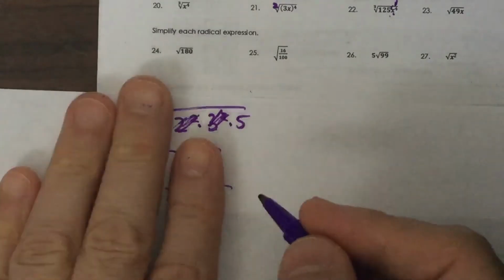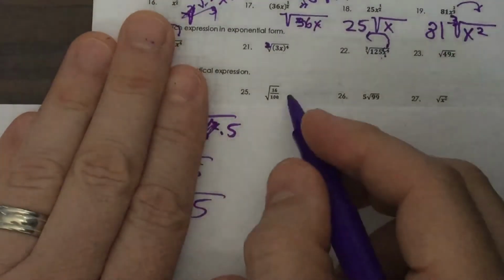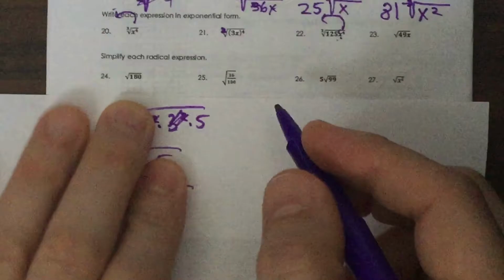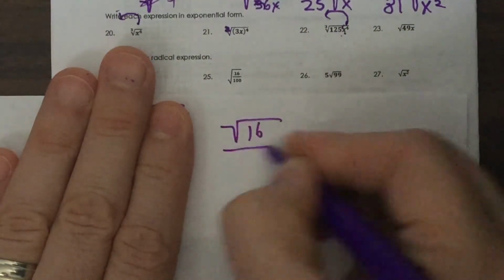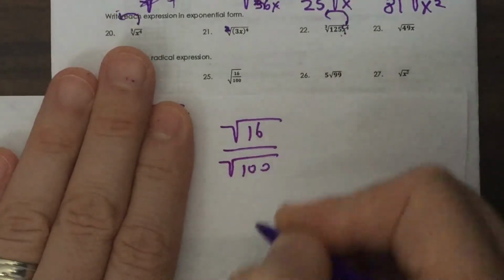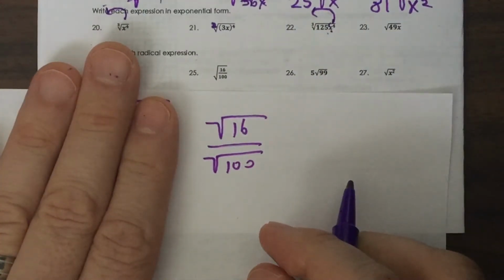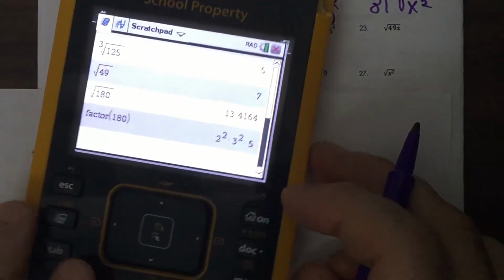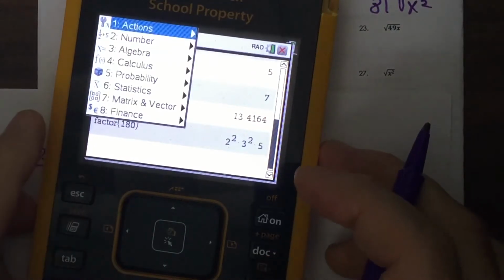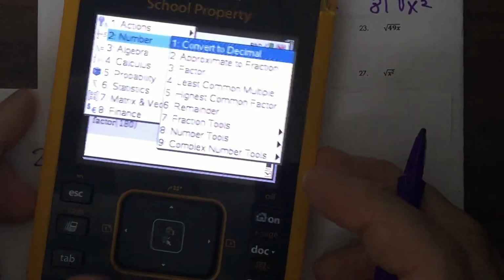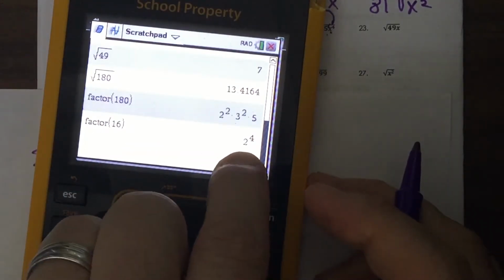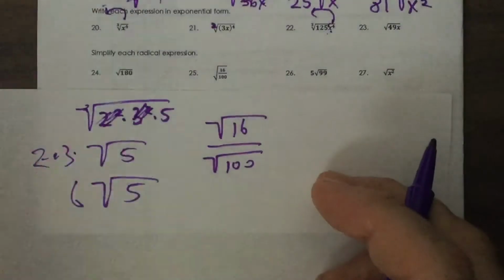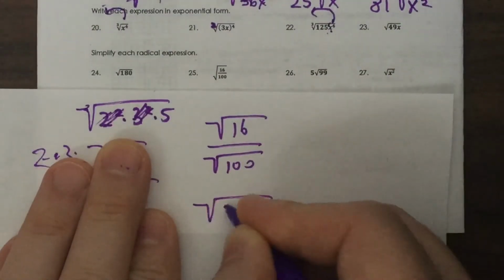For number 25, I have the square root of 16 over 100. Well, the first thing you do on that one is rewrite it as square root of 16 over square root of 100. And the good news about that is those are both perfect squares. But even if you don't know that they are, which you may not, go ahead and do your factor button again. So I'm going to go to Menu, Number. I'm going to factor 16. 16 is just 4 2's, right? 2 to the 4th power. So I'm going to say it's the square root of 2 to the 4th power.